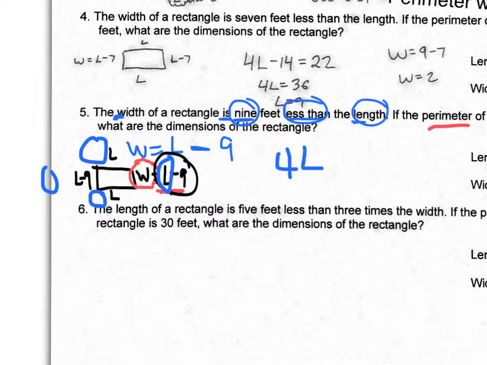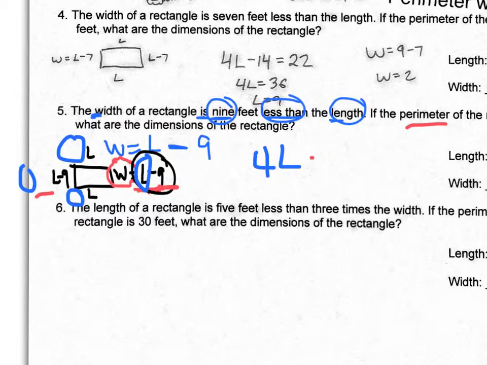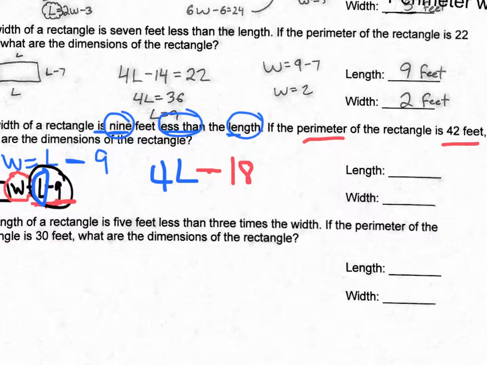And then what about the integers? What kind of numbers are we going to be combining? There's a minus 9 that we're going to combine with a minus 9. That's really a minus 18, because a minus 9 combined with a minus 9 is a minus 18. And we do know that the perimeter is 42, so it's equal to 42. And now we need to solve this thing.